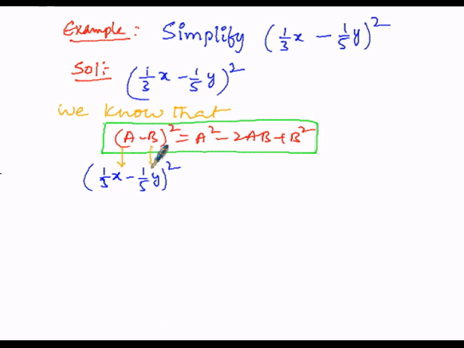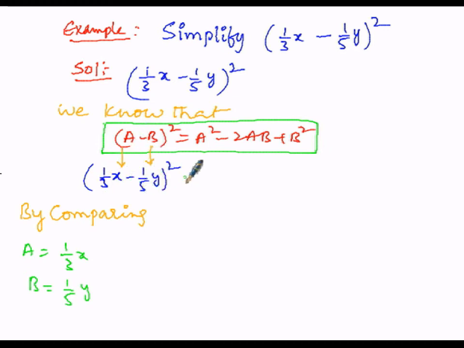we have to compare. So here by comparing the terms which are present in the given square with the identity, A is equals to 1 by 3x, then here minus sign, B must be replaced by just 1 by 5y. So B is equals to 1 by 5y. So here we have to leave this minus sign, and B is just 1 by 5y and A is just 1 by 3x.